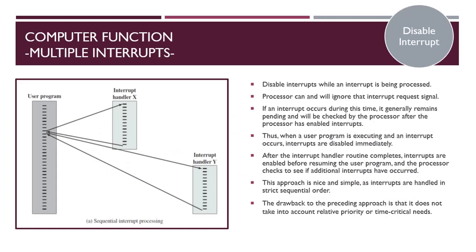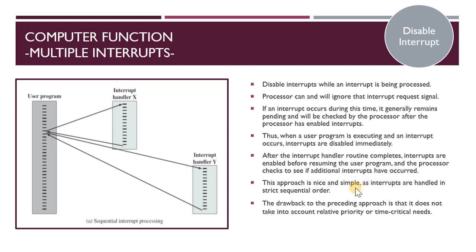In disable interrupt, the processor is able to disable interrupts while an interrupt is being processed. The processor can and will ignore that interrupt request signal. If an interrupt occurs during this time, it generally remains pending and will be checked by the processor after the processor has enabled interrupts. Thus, when a user program is executing and an interrupt occurs, interrupts are disabled immediately. After the interrupt handler routine completes, interrupts are enabled before resuming the user program, and the processor checks to see if additional interrupts have occurred.